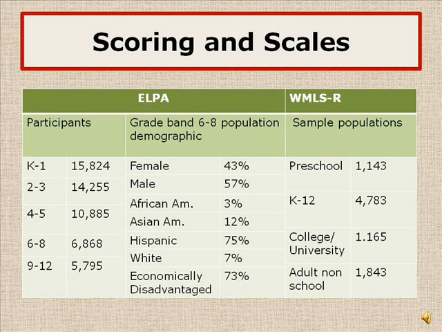Looking at the Woodcock-Munoz, the sample populations from that total are sorted into the preschool, K-12, college, university, and adult non-school. I apologize for the college university slide. That should be a comma. The K-12 sample is what we typically are looking at.